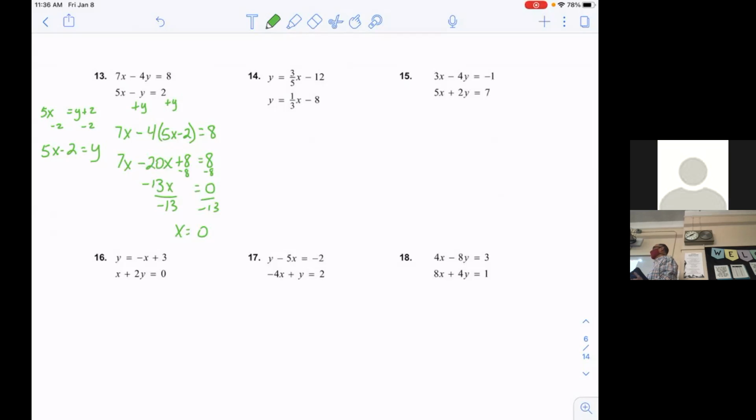Now what do we do? Figure out what y is. Well, y is 5x minus 2. So 5 times 0 minus 2. 5 times 0 is 0, so that means that y equals negative 2. So that means that ordered pair is going to be 0, negative 2.